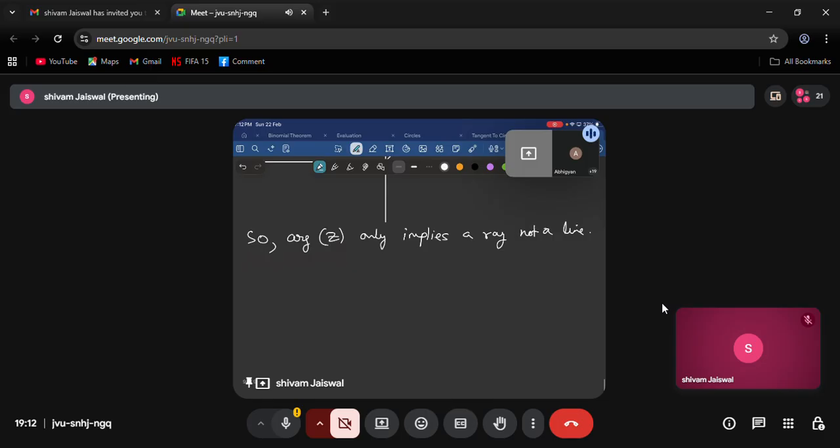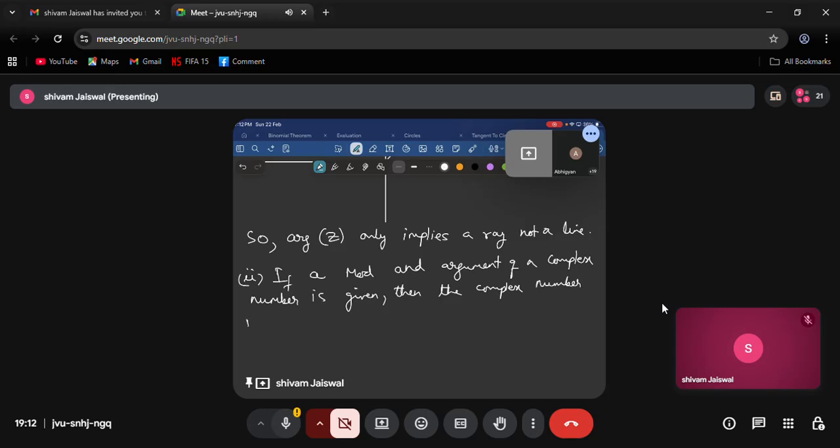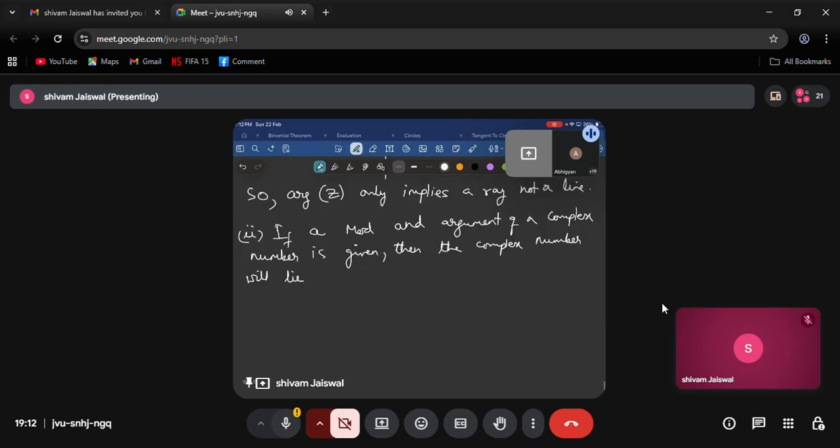Okay, so everyone, part 2. If the mod and argument of a complex number are given, then the complex number will lie on both the circle and the ray. Right, the complex number will lie on both the circle and the ray.